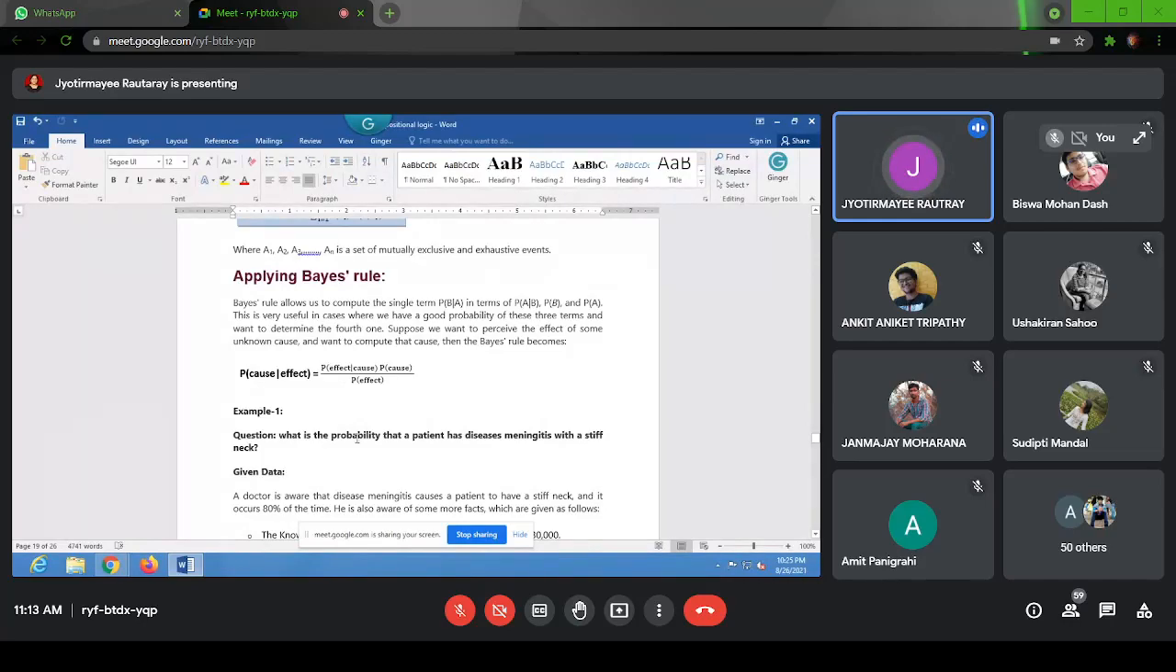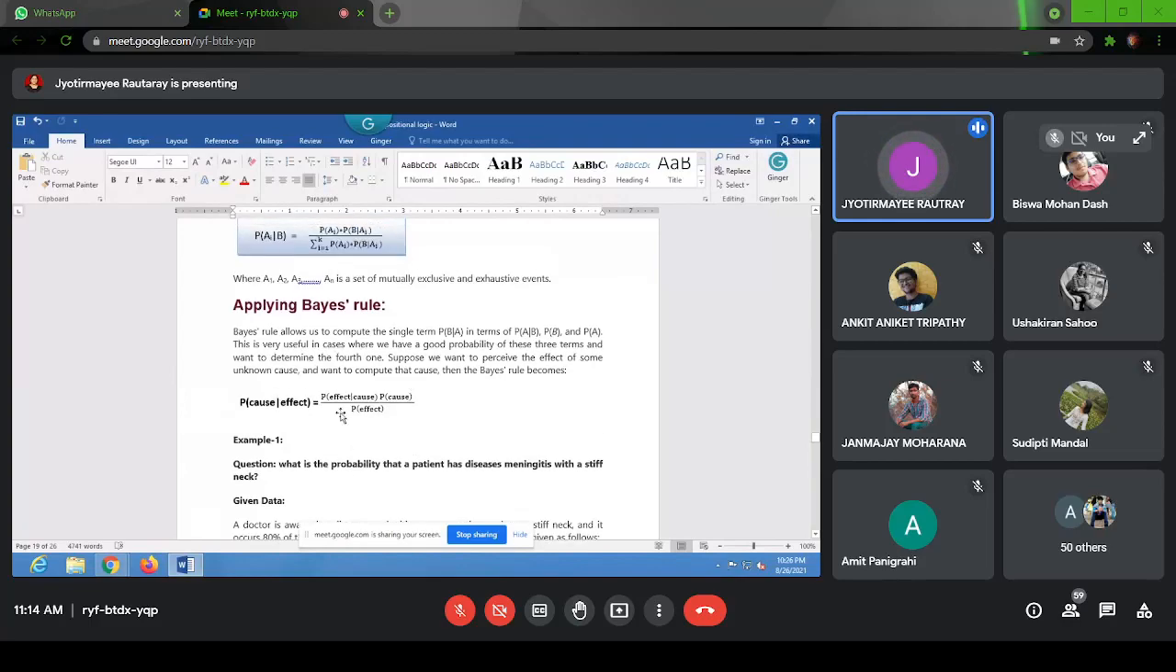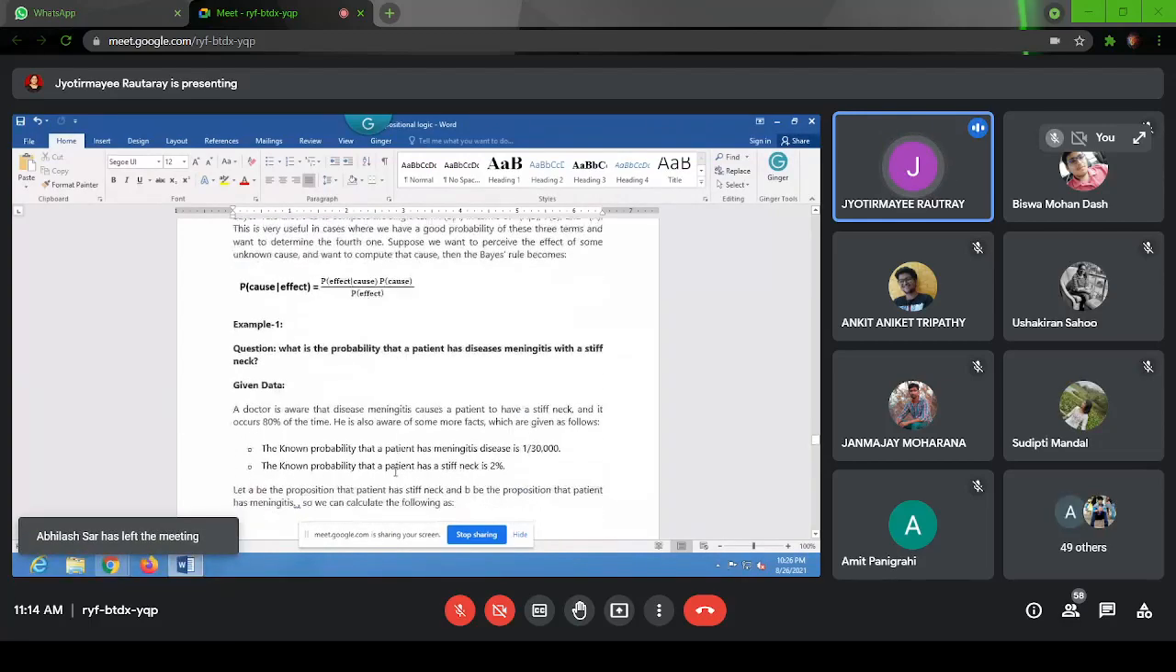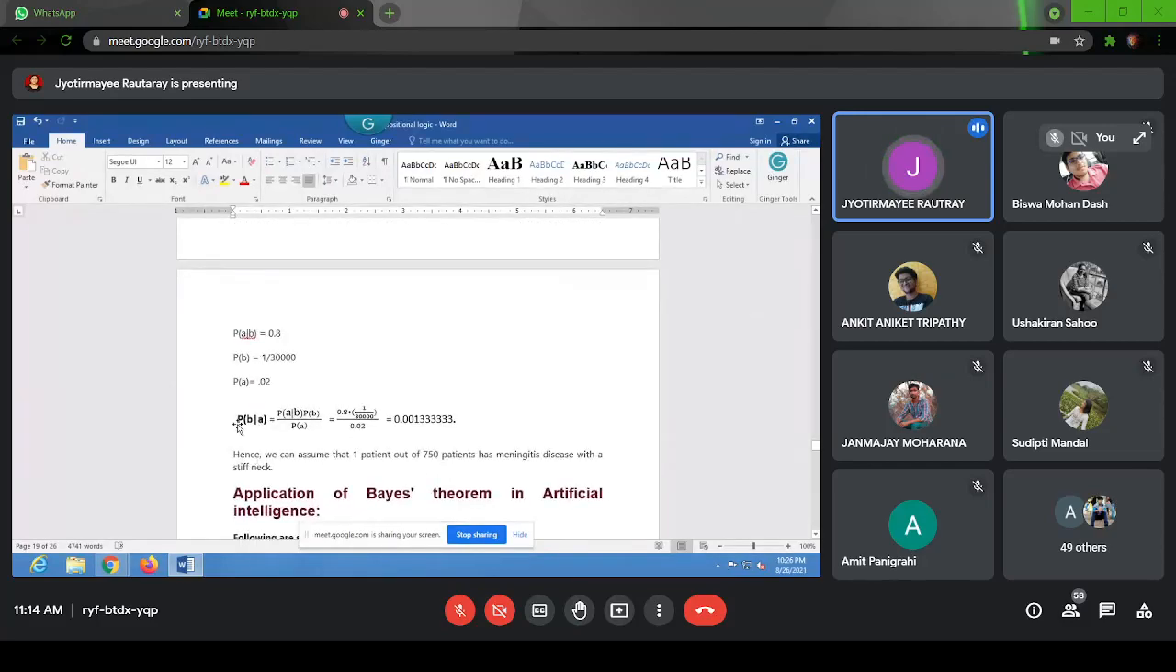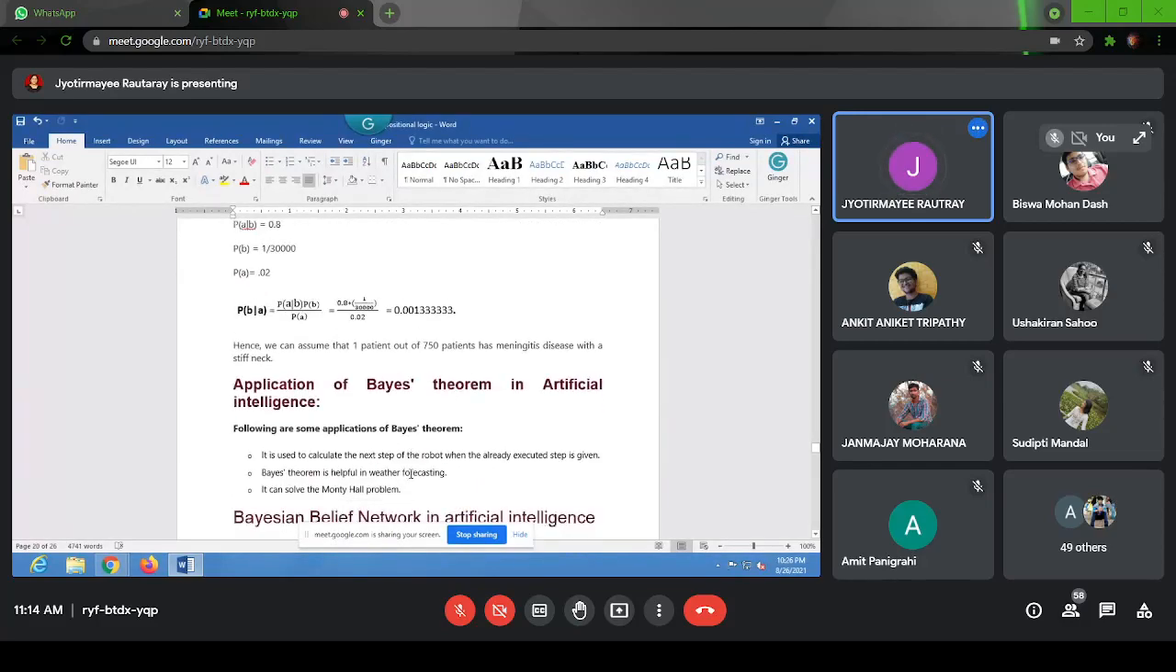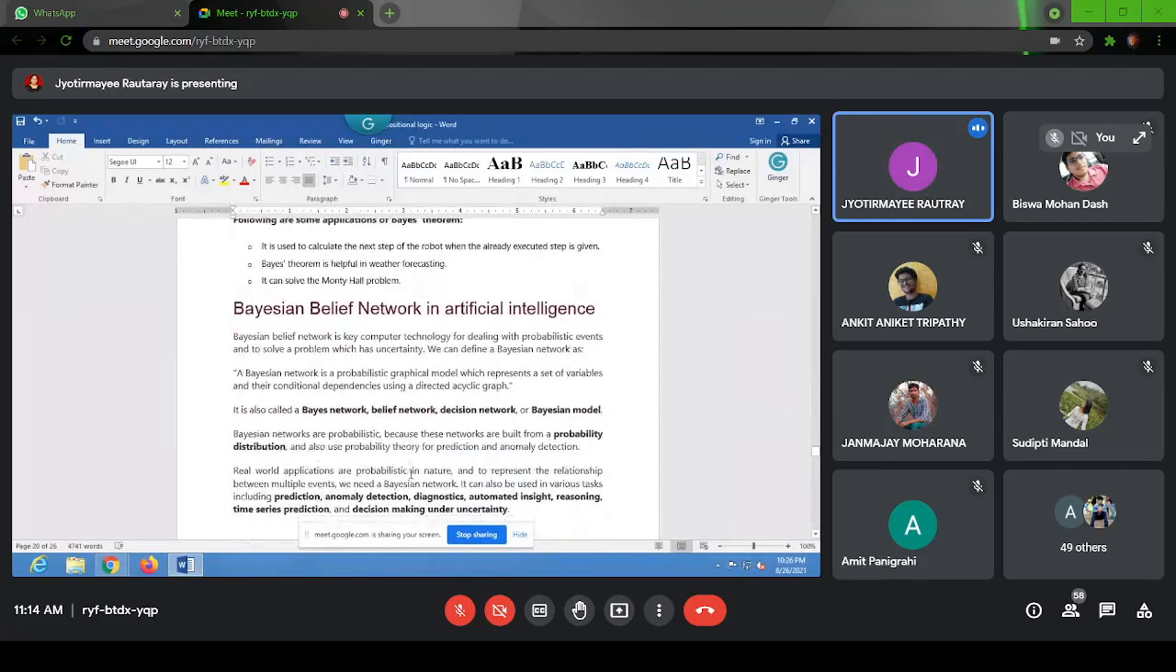There can be another formula, where the probability of event B given A has already occurred, into the probability of A, divided by the probability of B. Whatever you write, in all the cases you will get the same answer. What is the probability that a patient has a disease? This type of question we have discussed. You may find it.